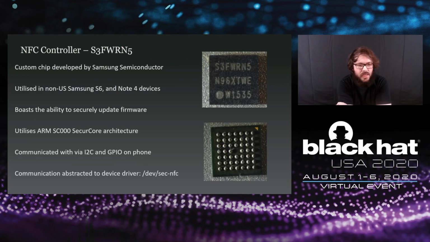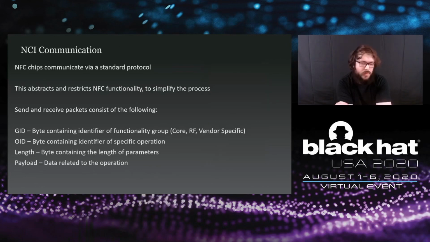It was found to use an ARM SC000 secure core architecture, which is an embedded ARM architecture used for secure applications, and is communicated with on the phone via custom device drivers which communicate with the I2C and GPIO interfaces of the device. NCI communication, which is how NFC chips are communicated with via host devices, is quite a simple protocol. Essentially, you have a group ID, operation ID, length and payload, which are used in conjunction to configure certain settings or to read certain data from the device in order to configure specific NFC functionality.